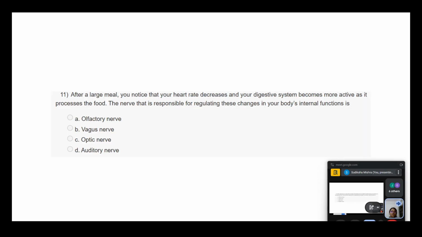After a large meal, you notice that your heart rate decreases and your digestive system becomes more active as it processes the food. The nerve that is responsible for regulating these changes in your body's internal function is: olfactory nerve, vagus nerve, optic nerve, or auditory nerve. The answer is vagus nerve.